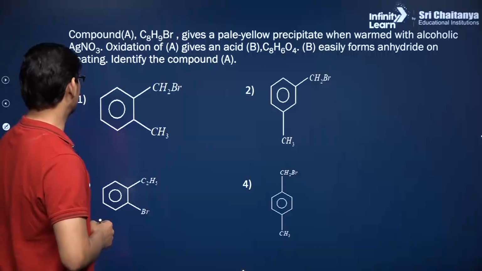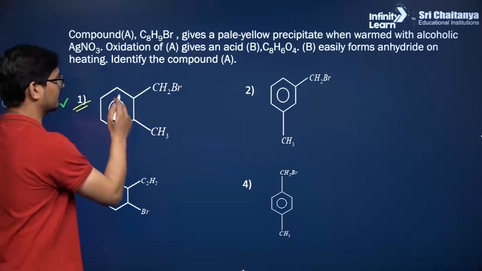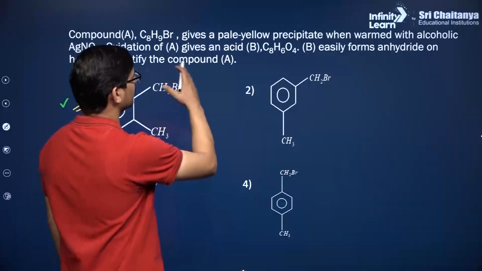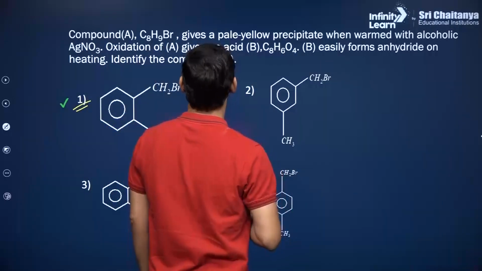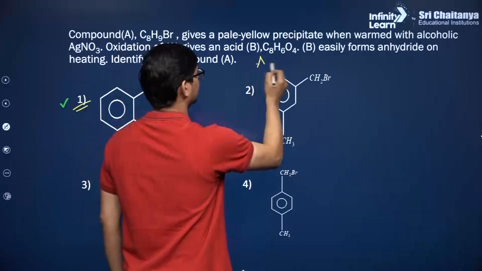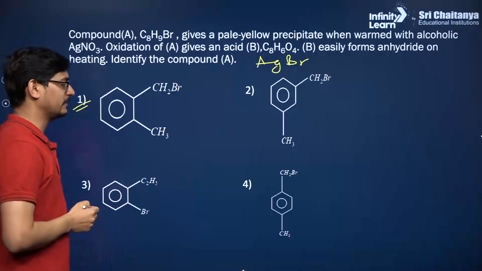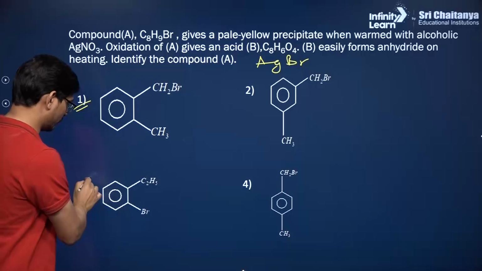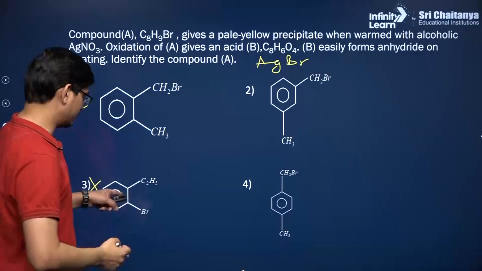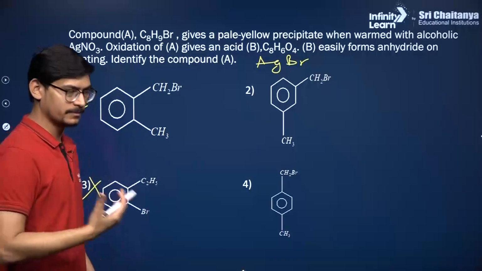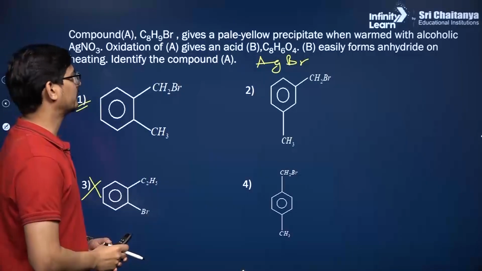In this, the compound, the correct answer is option 1, guys, by the way. So when you react this compound with silver nitrate solution, you get a pale yellow precipitate of AgBr, right? So remember that only haloalkanes give that, haloarenes do not give that. So this option cannot be the correct answer, because it's a haloarene, it will not form an AgBr precipitate on reaction with alcoholic silver nitrate.